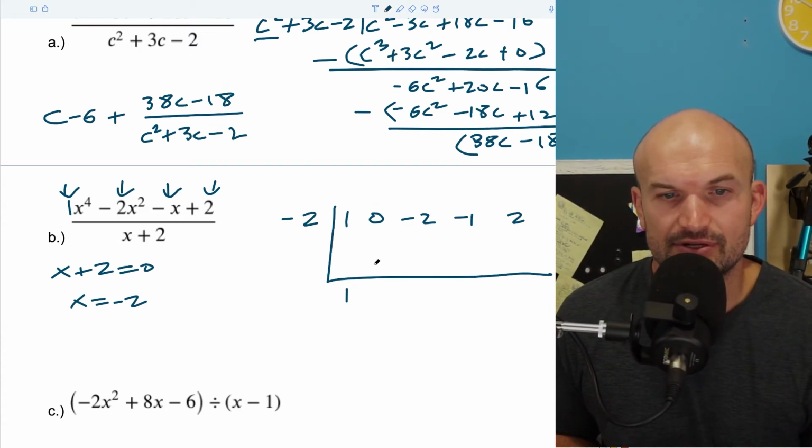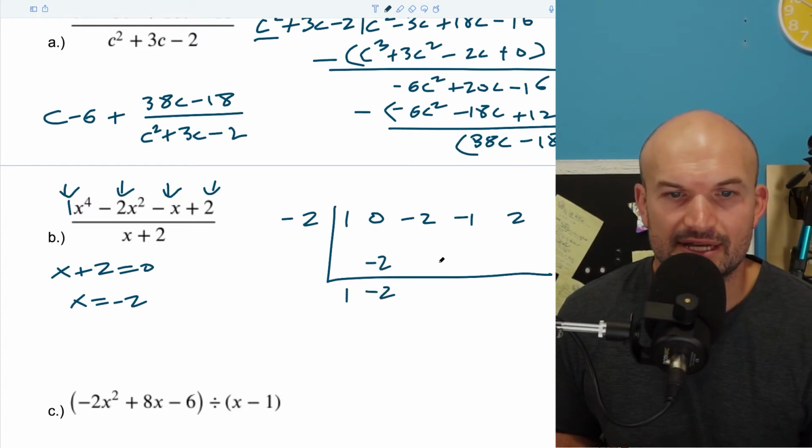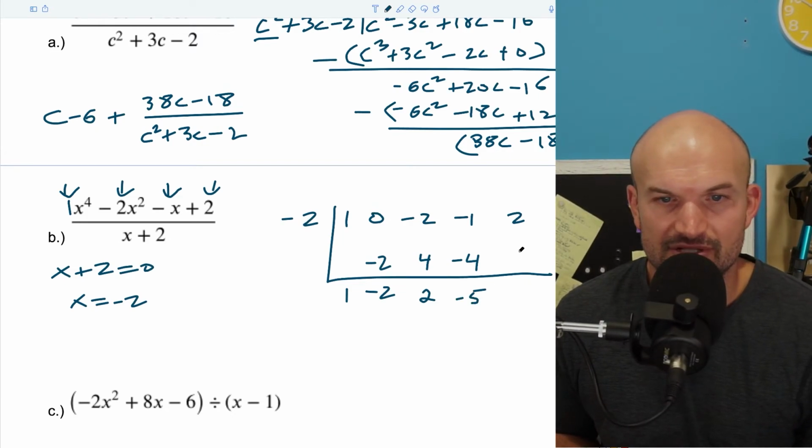So 1 times negative 2 is a negative 2. 0 plus negative 2 is going to be a negative 2. Negative 2 times negative 2 is going to be a 4. Negative 2 plus 4 is going to be a positive 2. 2 times negative 2 is a negative 4. Negative 1 plus negative 4 is going to be a negative 5. Negative 5 times negative 2 is going to be a positive 10. 2 plus 10 is going to be a 12.